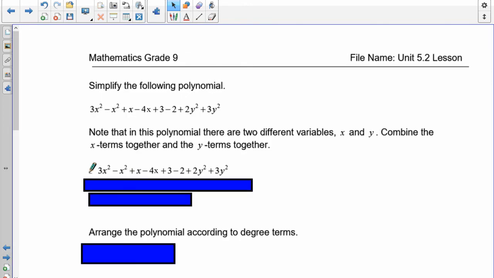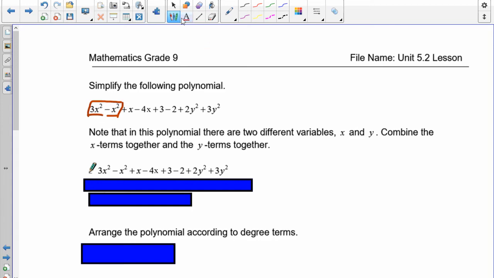All right, let's look at the next example here. So our first one is an x squared. So what I normally do is I start with x squared, and I go down the line. I try to find all the x squareds, and I normally underline them or circle them in some way to keep them separate from the rest. You'll notice I got a 3x squared minus an x squared. Okay, so these ones here, they can go together because they're the same terms and the same degree. Same variables, same degree of 2, they go together.